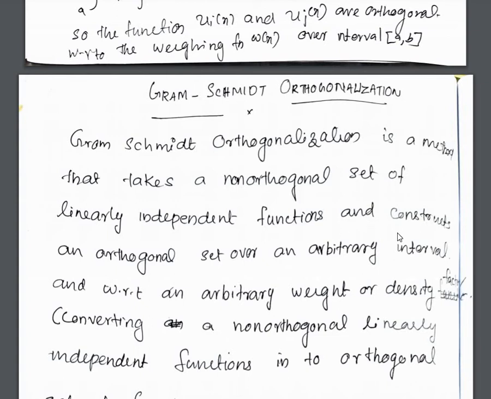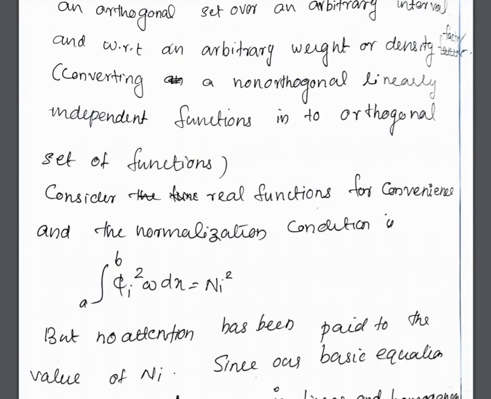Gram-Schmidt orthonormalization is a method that takes a non-orthogonal set of linearly independent functions and constructs an orthogonal set over an arbitrary interval and with respect to an arbitrary weight function or density function. So converting a non-orthogonal set of linearly independent functions into an orthogonal set of functions is called Gram-Schmidt orthonormalization.